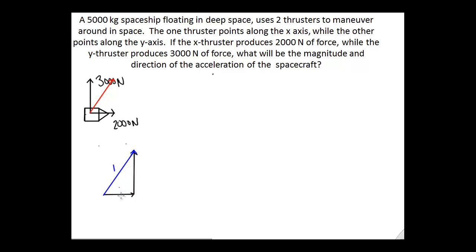So this is known as the resultant. Well, if this is 2,000 and this is 3,000, well then, using Pythagorean theorem, we should get the answer to this. So the resultant is going to be the square root of 2,000 squared plus 3,000 squared, and that will be equal to 3,605 newtons.